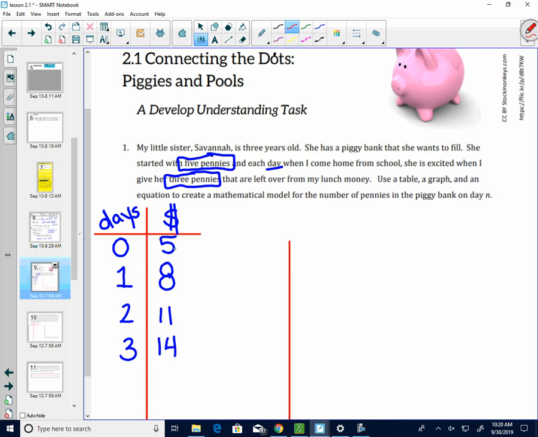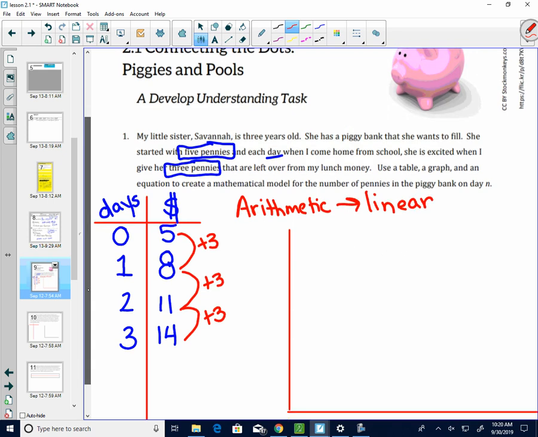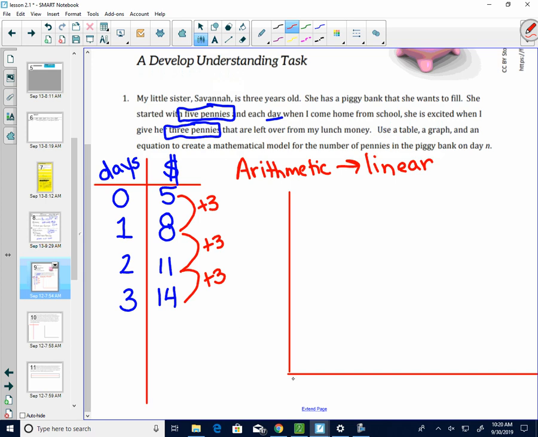And so when we look at this, look what the change is. We kept our change in x counting by ones. What was the change in y? Well, we were adding 3 every time. So we know that that is an arithmetic sequence. And we know arithmetic sequences make linear functions. So we know when we go to graph this, it should graph a line.